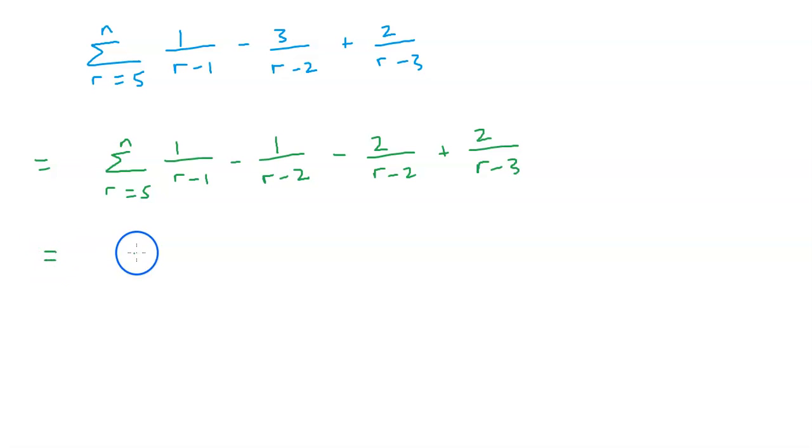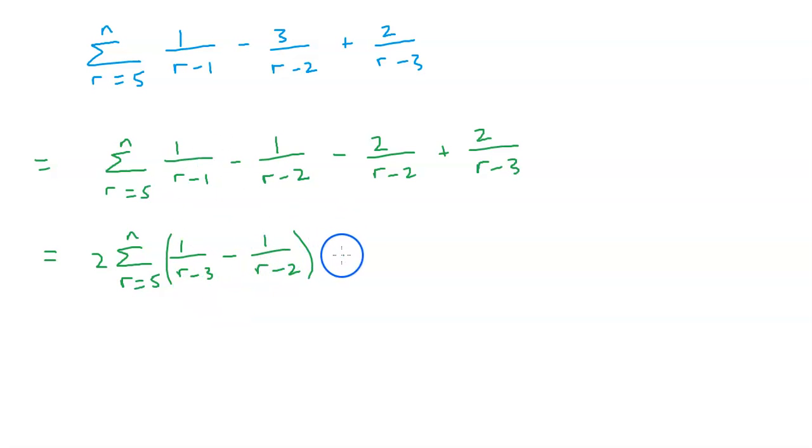Okay, and then that is equal to 2 times the sum from r equals 5 to n, and I'll take care of this part first, of 1 divided by r minus 3 minus 1 divided by r minus 2. Remember, we should have the r minus 3 before the r minus 2, because r minus 2 is 1 bigger than r minus 3. Okay, and then let's do something similar here.